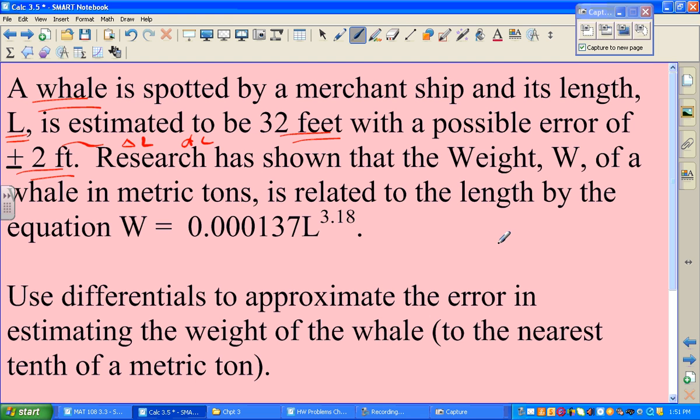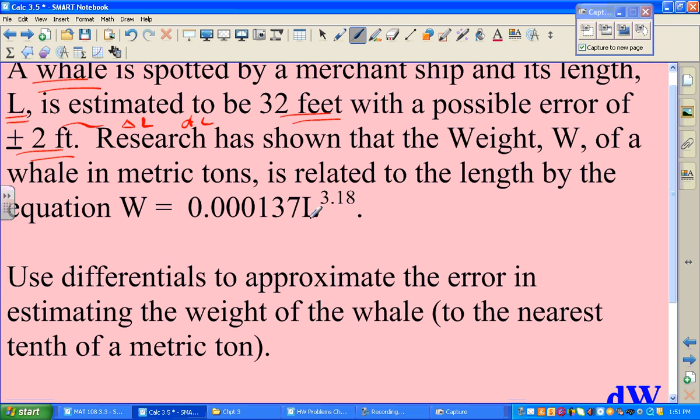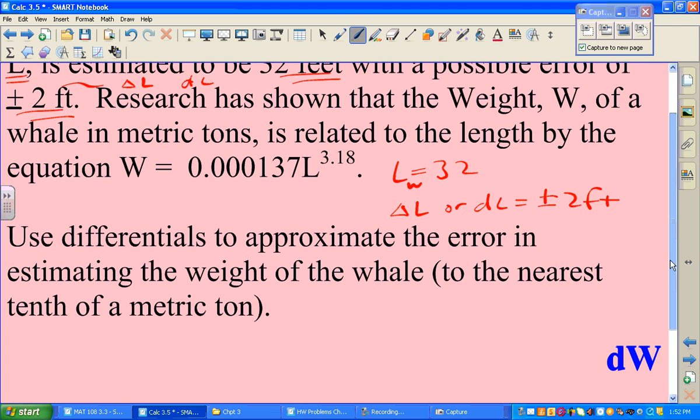You ready? All eyes up there. Okay, research has shown that the weight of a whale in metric tons is related to the length by this equation. So if something is a little bit longer, it's going to weigh a little bit more based on this equation. So we have L to be 32 feet, that's of the whale, and we have delta L or dL to equal plus or minus 2 feet. So far so good.